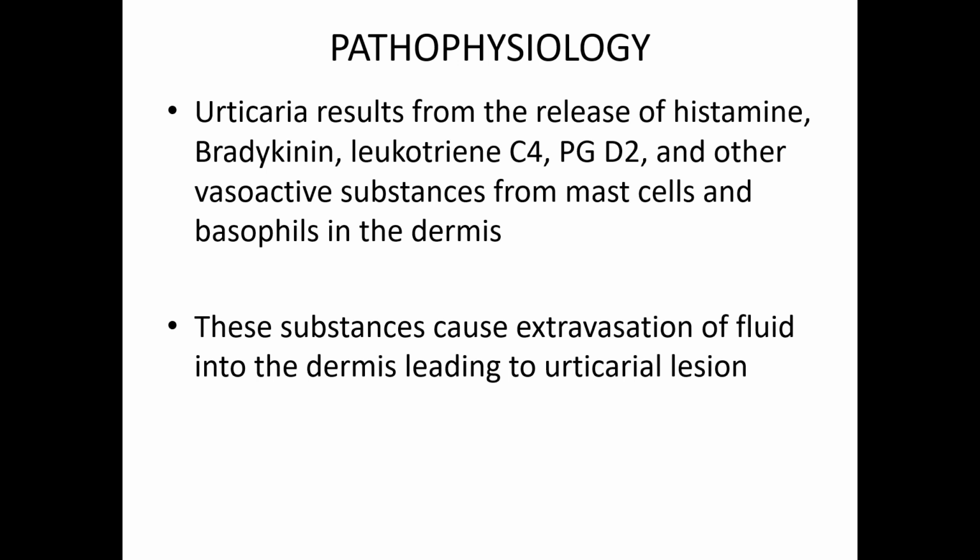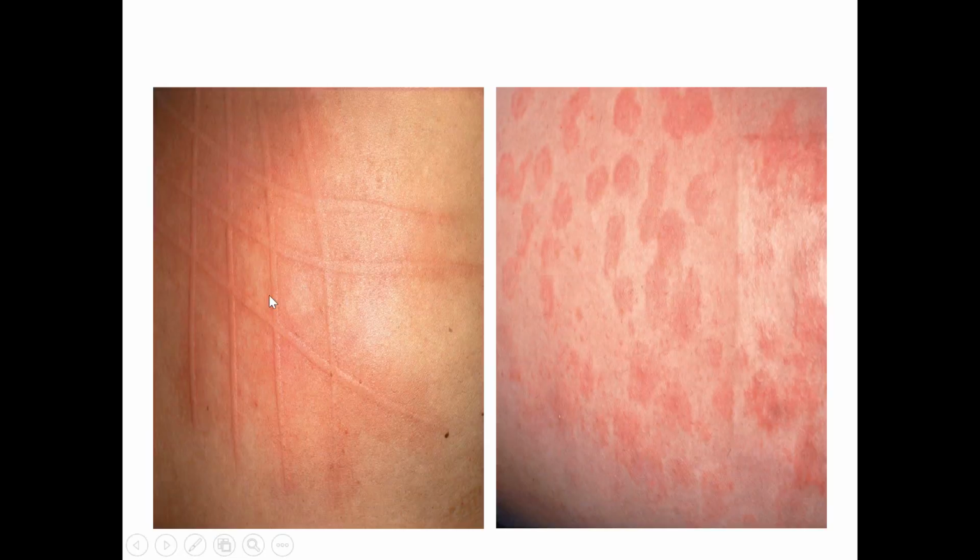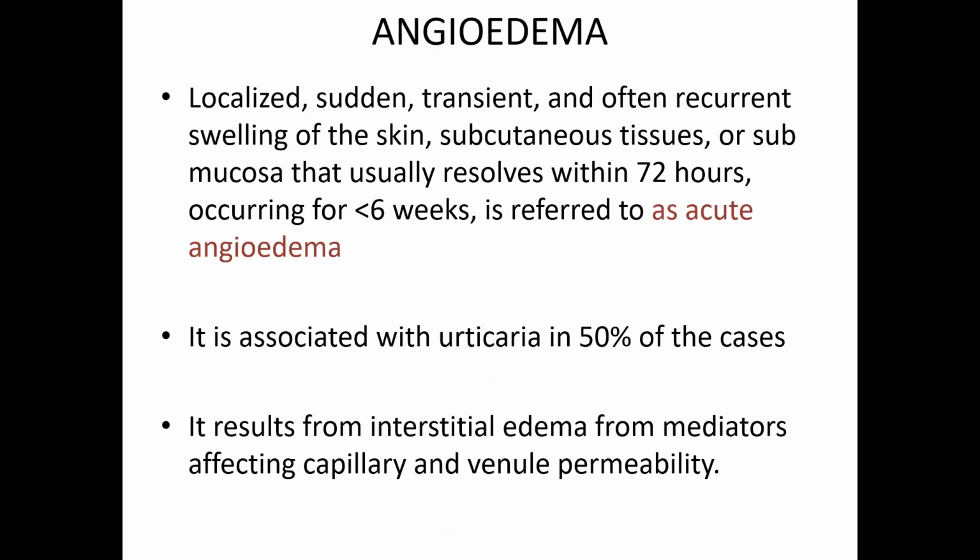Pathophysiology: it results from the release of histamine, bradykinin, leukotriene C4, prostaglandin D2, and other vasoactive substances from mast cells and basophils in the dermis. These substances cause extravasation of fluid into the dermis, leading to the urticarial lesions. So here are the pictures. You can see these are the wheals, erythematous rash. So here is dermographism. Among these, another common condition is angioedema.